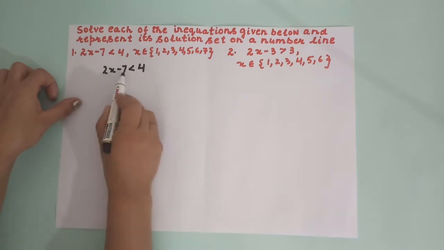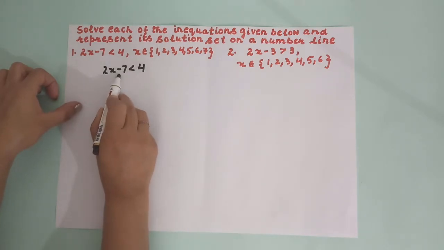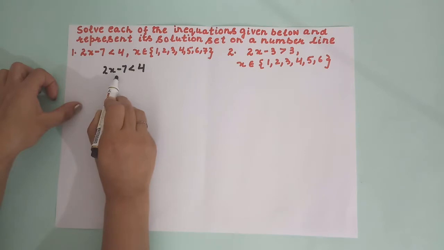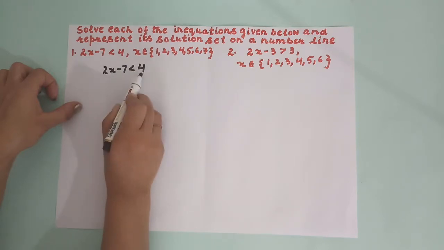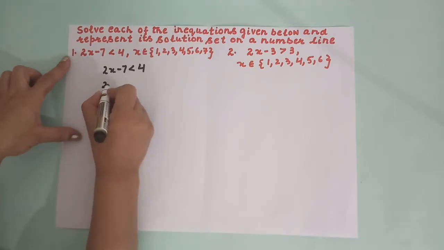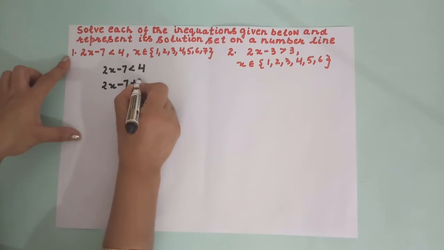Right? For that, we need to get rid of this minus 7. How will we get rid of this minus 7? If we add plus 7 to this, that means we have to add plus 7 to both sides of this inequation. Whatever we need to do on one side of the inequation, we need to do the same thing to the other side of the inequation also. So let's do this. So 2x minus 7 plus 7.